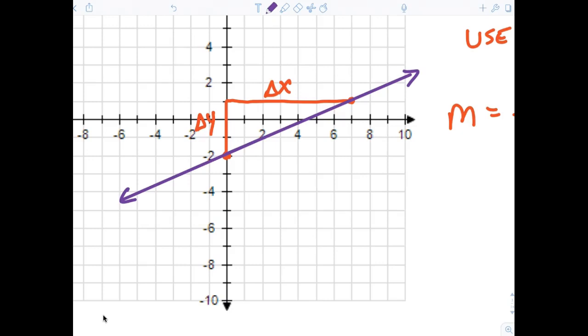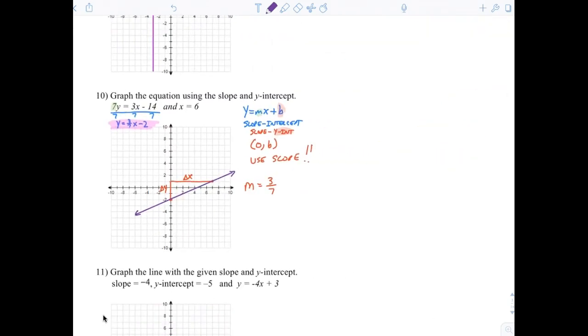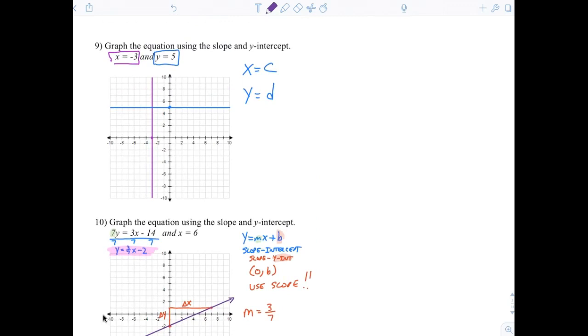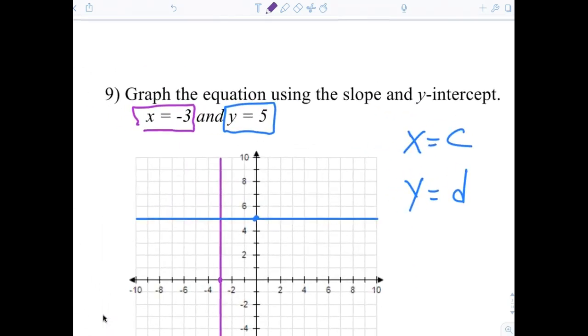So for 9 and 10, they're the same type of problem. Because on 9, we didn't do that, but they're the same. What's the difference between 9 and 10? Oh, you just didn't. There's no x or y in 9 or 10. It's a special case. I told you that.